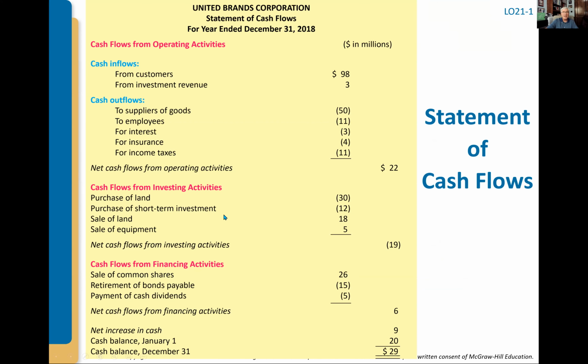Here's a cash flow statement. We're showing you an example of it. And by the way, this particular cash flow statement is done with the direct method. We're going to study both the direct method and the indirect method, but I'm going to require my students to be able to do the indirect method, and I'm going to gloss over, just so you know, the direct method.